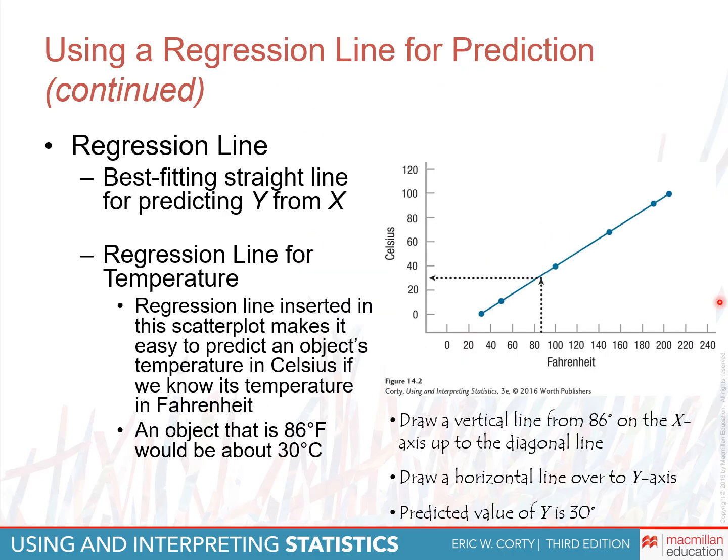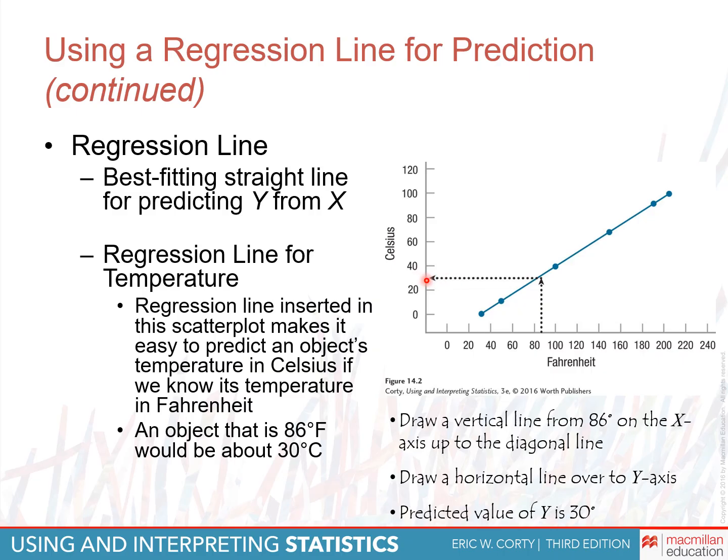So that's basically what a regression line does. It draws a line through our data points, and that line is going to be the best fitting straight line for predicting the value of y, in this case Celsius, from x, which in this case is Fahrenheit. We just went through how we would do this. Basically you draw a vertical line. You find 86 degrees on the x-axis, and then draw a vertical line up to the diagonal line, and then draw a horizontal line over to the y-axis, and we get a predicted value of y of 30 degrees.